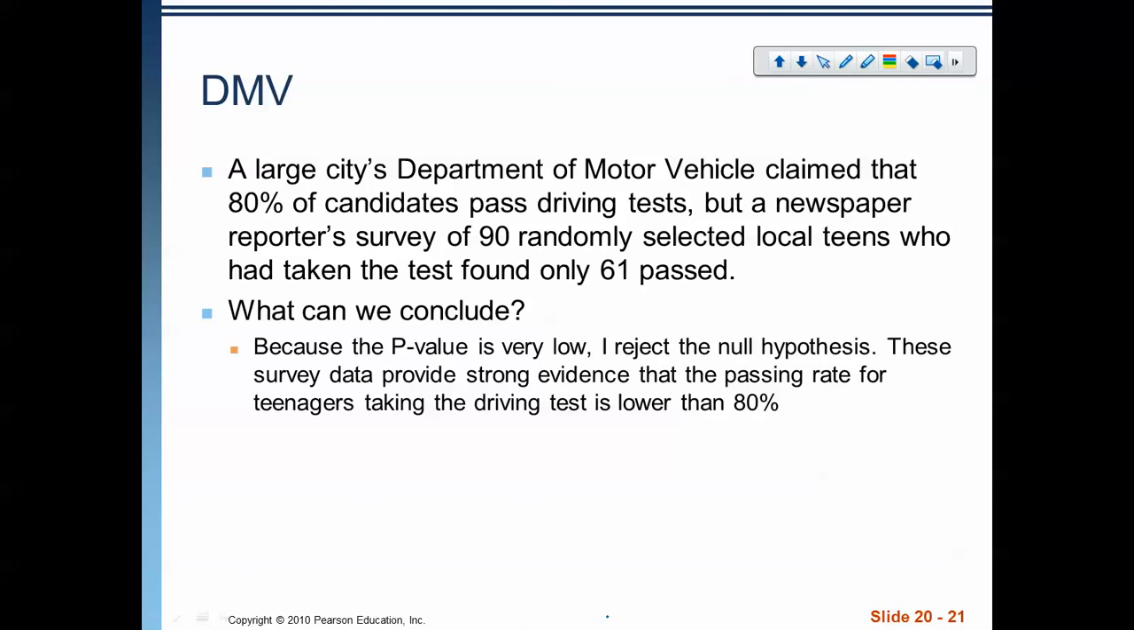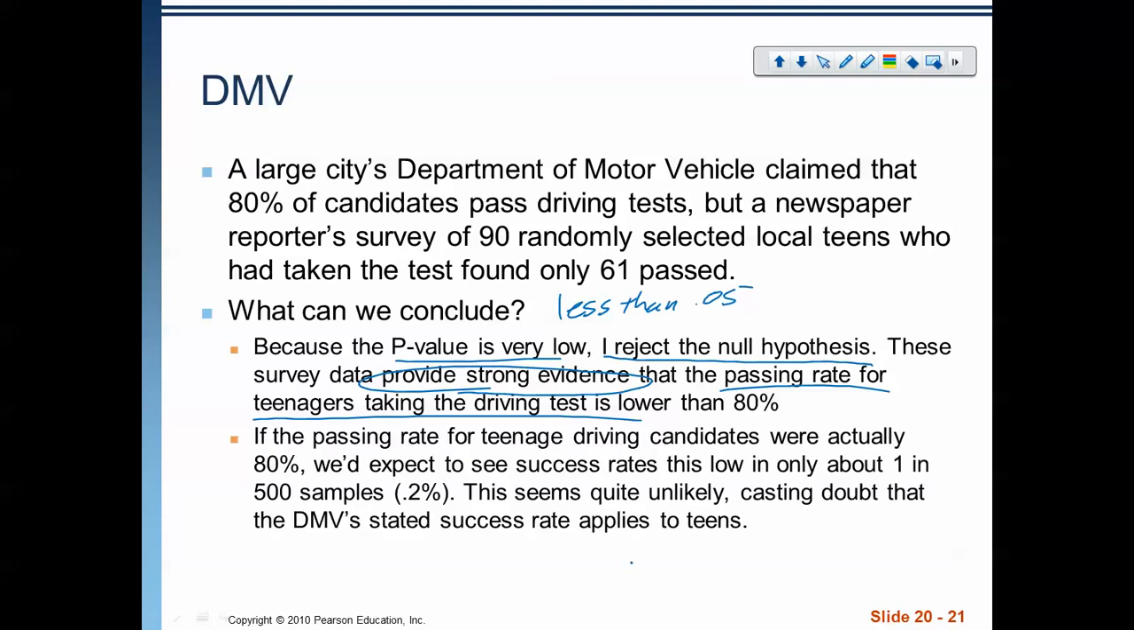So, what can we conclude? Because the p-value is very low, right? And remember, it was less than 0.05. I reject the null hypothesis. I'm going to say the null hypothesis is not true, okay? And this is me stating my p-value. These survey data provide strong evidence that the passing rate for teenagers taking the driving test is lower than 80%. Notice that here's my context, right? And notice that we didn't say it's true, that it definitely is, but that it provides strong evidence for. We're not saying anything definitive. This is the part that definitely has to be there.